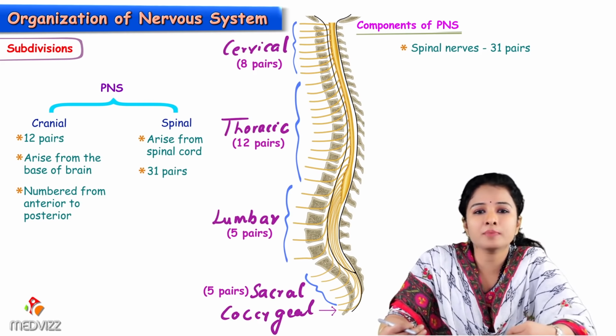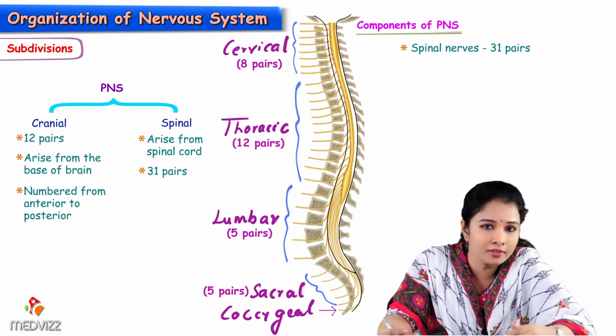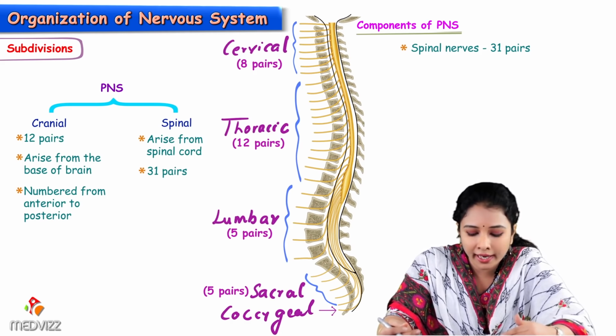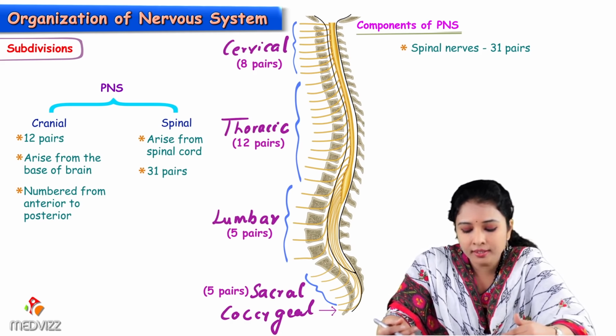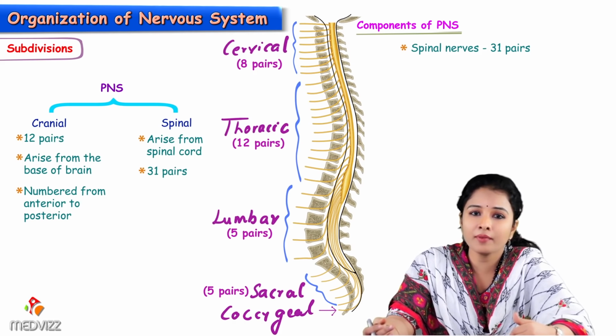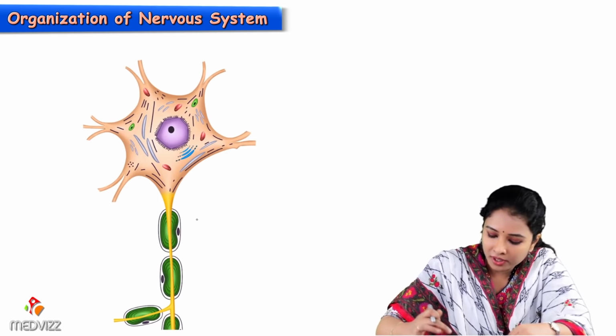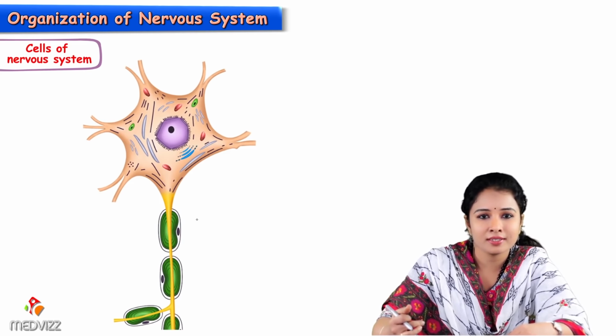So, these are the spinal nerves which are arising from the spinal cord. There are 31 pairs of spinal nerves: cervical 8 pairs, thoracic 12 pairs, lumbar 5, sacral 5, and coccygeal 1. And next, about the cells of the nervous system.